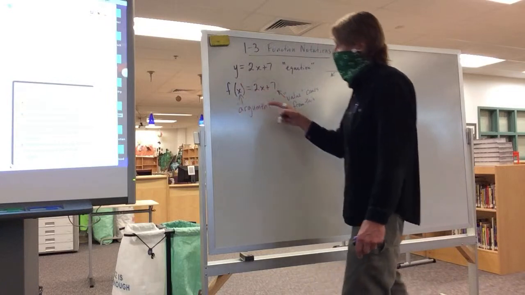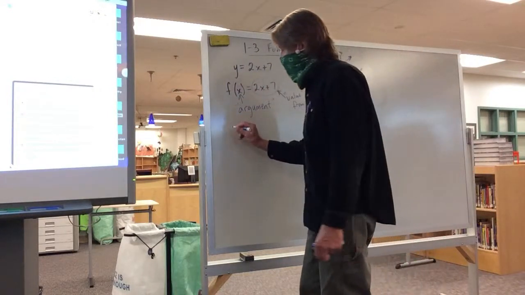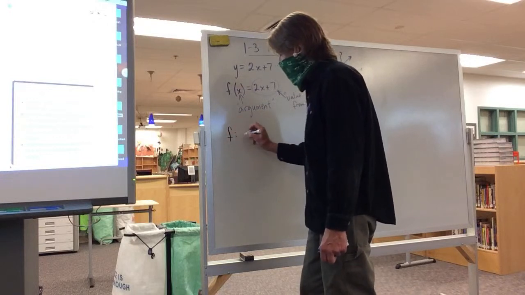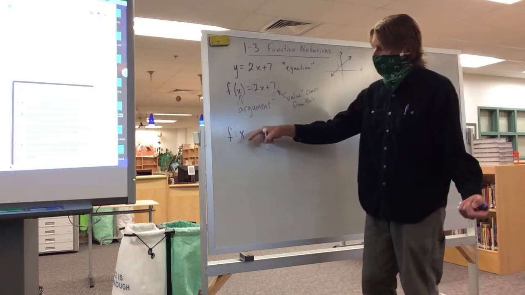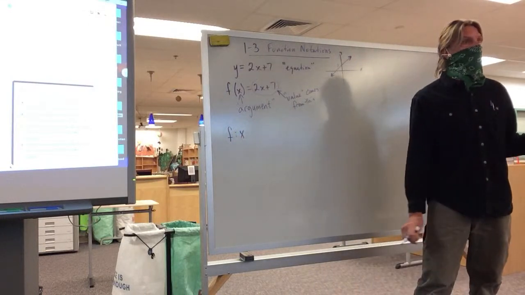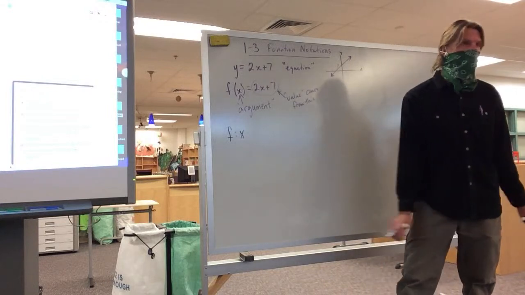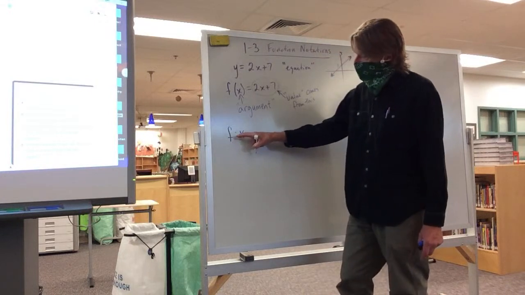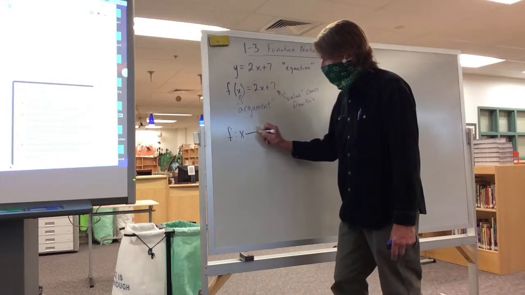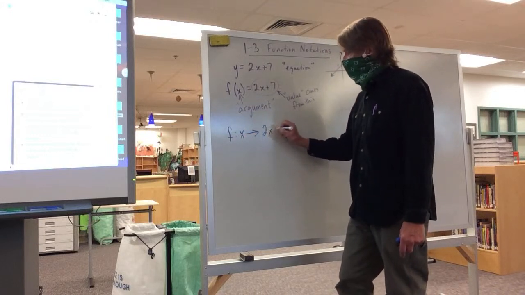Okay, we can write this another way. This is function notation right here. We can also write the same function f with a colon, and when we use the colon, this ends up being what we call mapping notation. You saw a little bit of this somewhere in geometry. So in this case, we say that the function f maps x onto 2x plus 7.